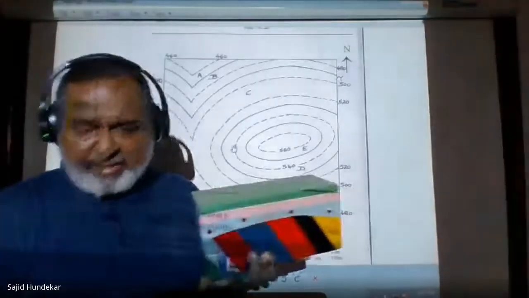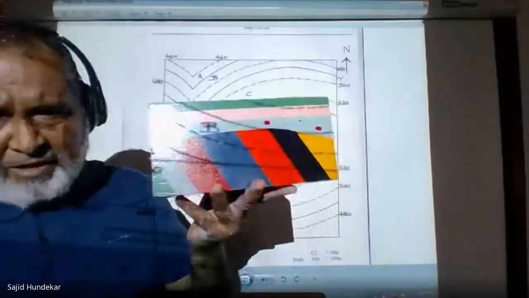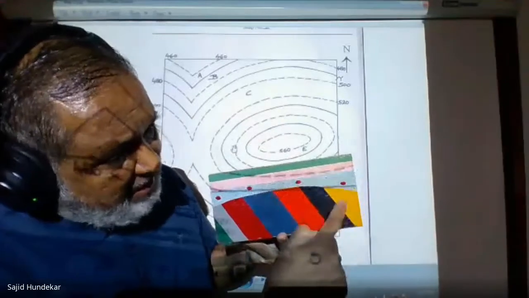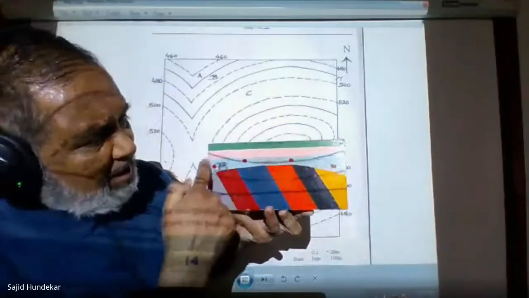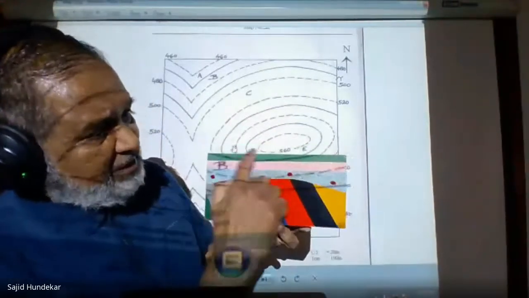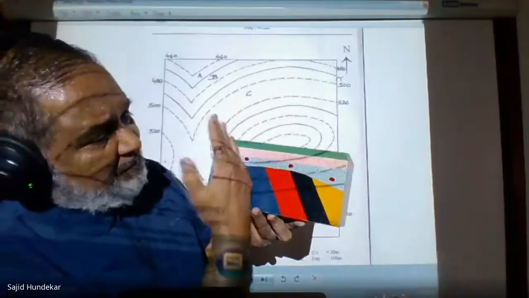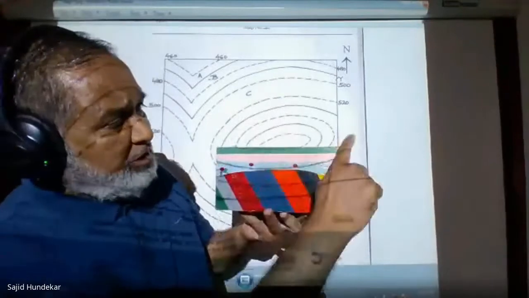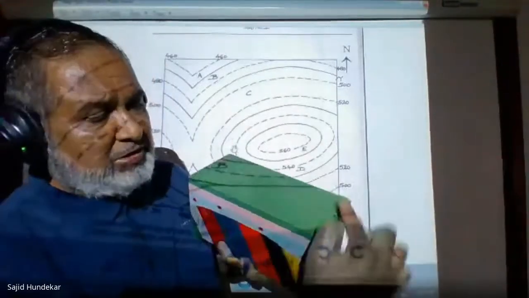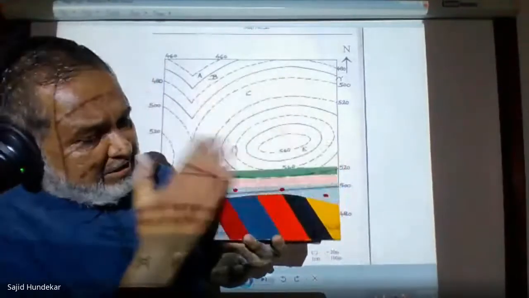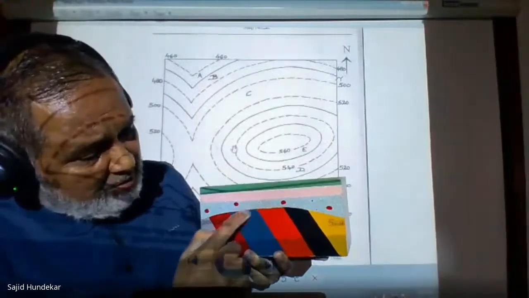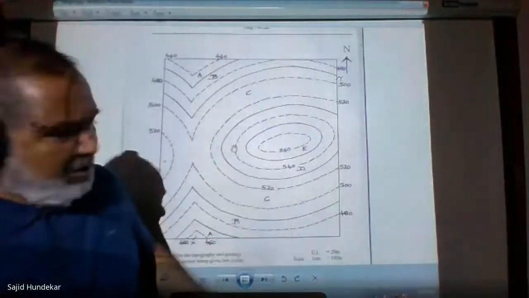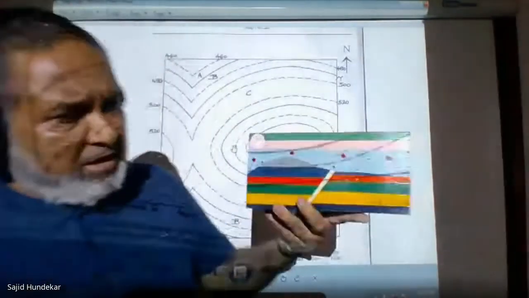Now, see here, we have the model. These are the beds, the inclined beds. Where they are inclined, they are cutting the horizontal surface. This is your horizontal surface. Along the surface, they are taking an angle with the horizontal surface, and in the vertical section, they are making the angle. So this is the inclined bed. That map we are going to see after we make it.